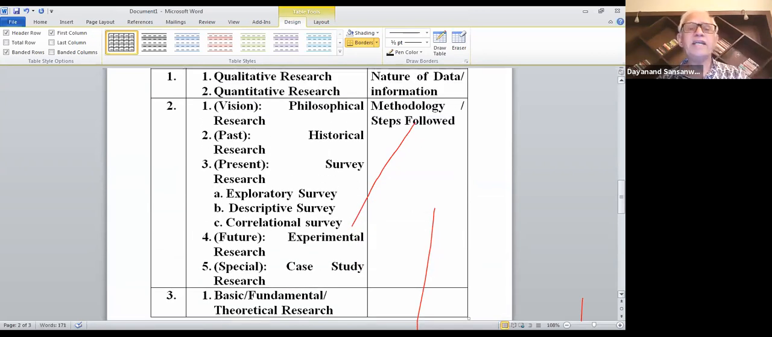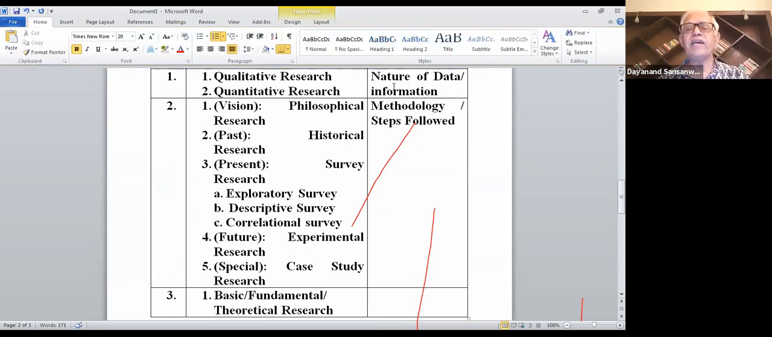Now you can see that you do have qualitative data, where the nature of information or data can be qualitative or quantitative. In the philosophical, it's all qualitative data. In historical, maximum qualitative and some quantitative. In descriptive survey, it is all qualitative, maybe some little quantitative, but correlational is 100% quantitative. Experimental is 100% quantitative, and case study may be some quantitative and some qualitative.